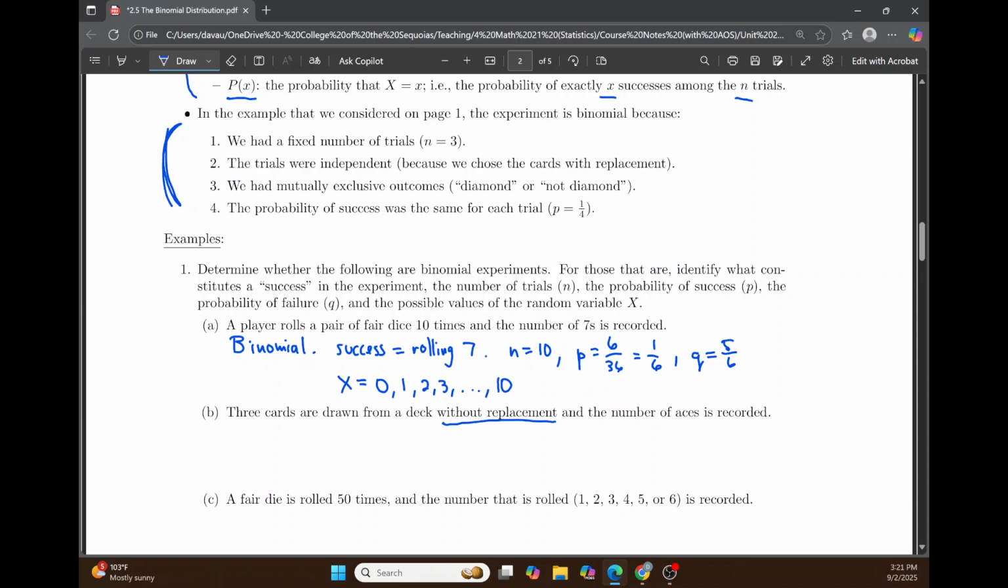And so the probability that you draw an ace on your second draw is going to be different from the probability of drawing an ace on your first draw, because you were not replacing that ace back into the deck, right? The probability of drawing an ace on the first draw is 4 out of 52. 4 aces in the deck, 52 cards in the deck. The probability of drawing an ace on the second draw, if we don't replace that first ace, is going to be 3 out of 51. So no, the probability of success is not the same for each trial, and therefore this is not binomial.